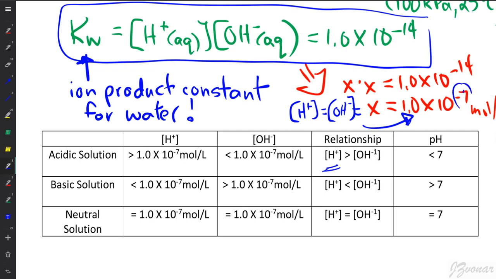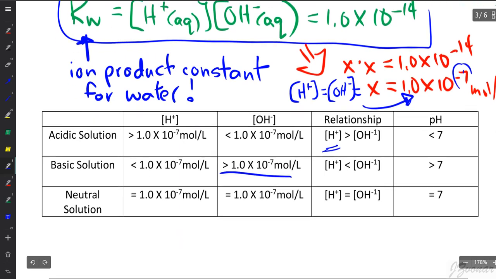A basic solution is the opposite. I'm going to have a greater concentration of hydroxide ions over hydrogen ions. Hence that's where we get a pH greater than 7. And in a neutral solution, the two concentrations are equal to one another, and that gives us the neutral pH of 7.